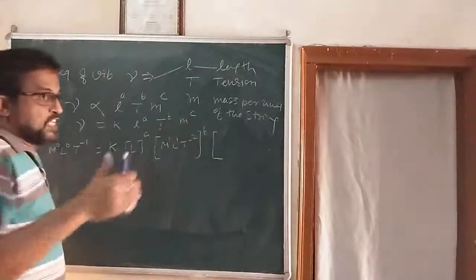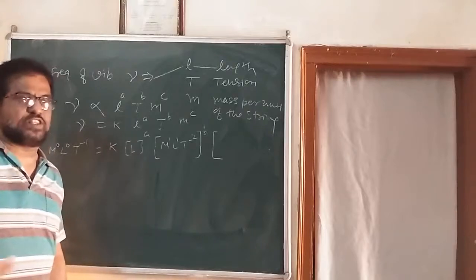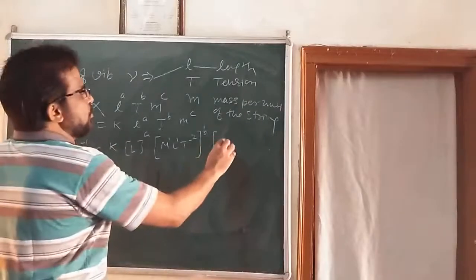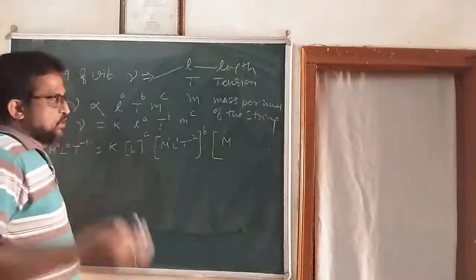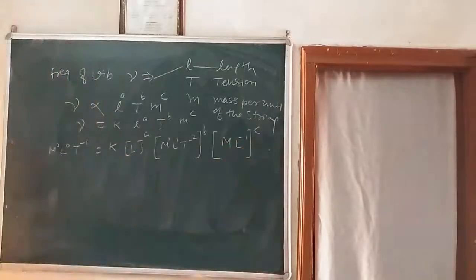Third one is mass per unit length. It means mass upon length. The dimensional formula for mass divided by length is M L^-1, to the power C. So this is the way to write down the dimensional formula on both sides.